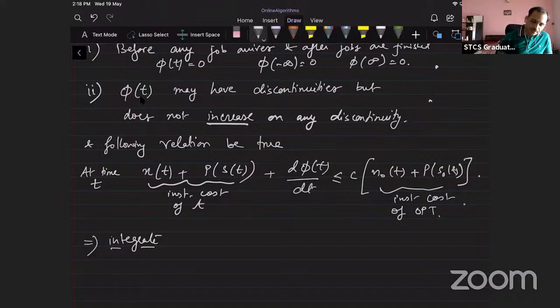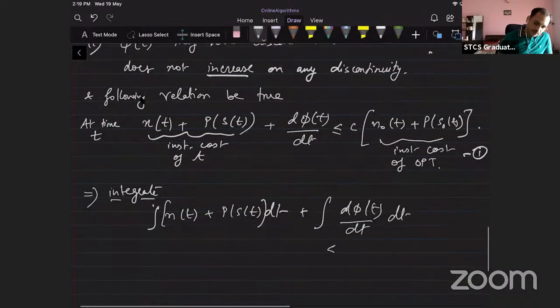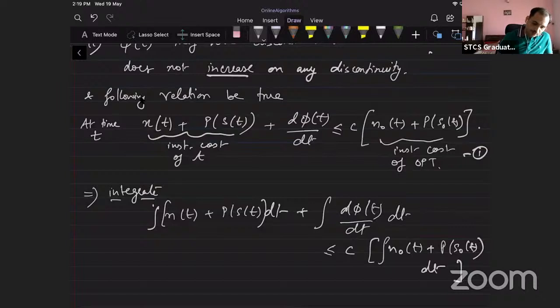Now you're going to integrate equation 1. What does it tell us? Integrating, the integral of n of t plus p of s of t dt plus the integral of d phi by dt dt is less than or equal to c times the integral of n0 of t plus p of s0 of t. So what can you say about this quantity under these two conditions?